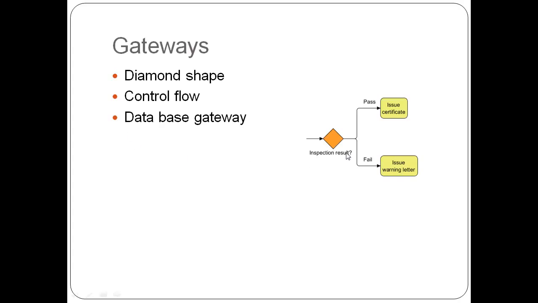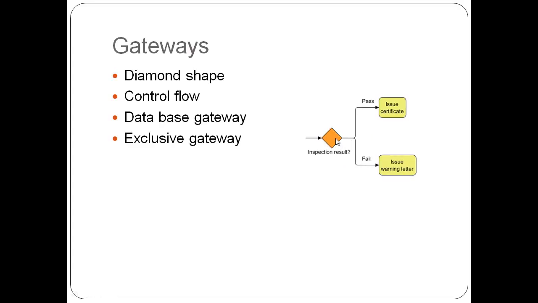And in BPMN, we have an event-based gateway. Event means we wait until the event happens, then we'll continue the workflow. And here is also the very common usage, the exclusive gateway. Exclusive means only one of the paths will be executed. For example, it either pass or fail. It will not both pass and fail at the same time.